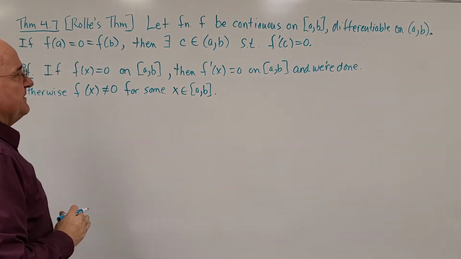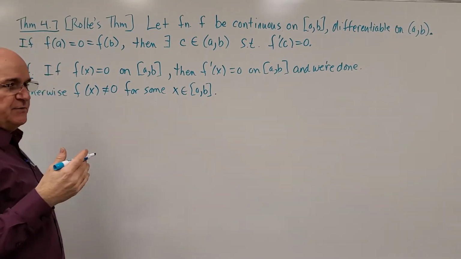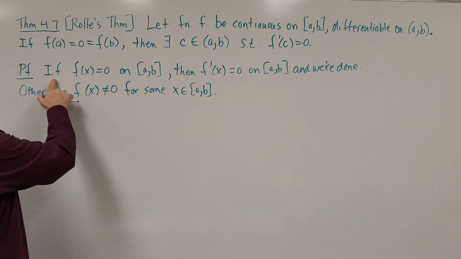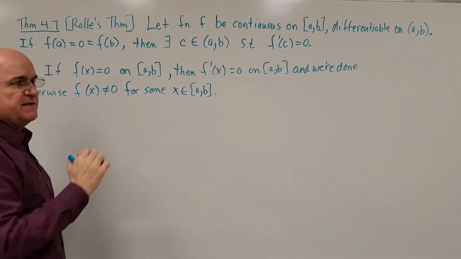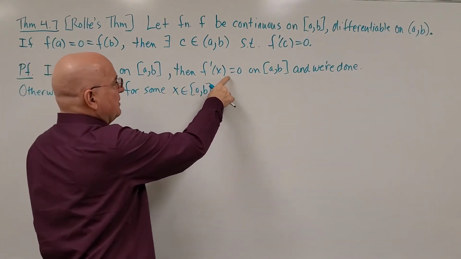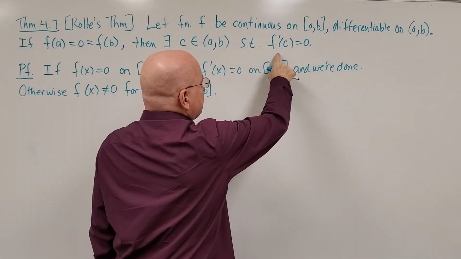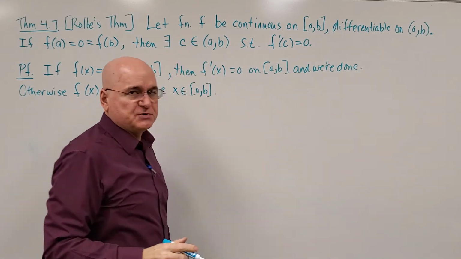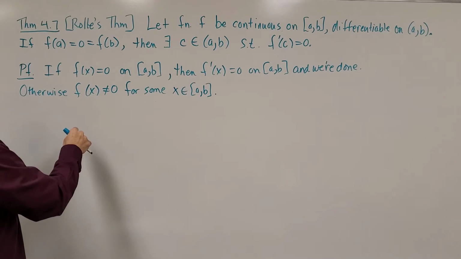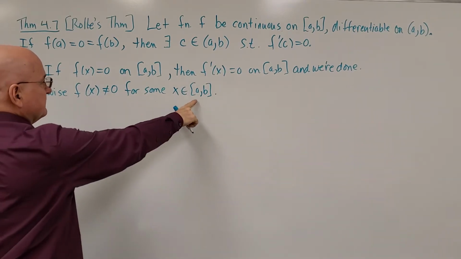So let's take a look at the proof of Rolle's theorem. The first thing we're going to do is get the very, very simple case out of the way. If f(x) is the constant 0 function on the interval [a, b], then the derivative is also 0 on [a, b], and we're done. We found an infinite number of points where that would be true. Otherwise, there is some value of x where f(x) is not equal to 0 in this interval.